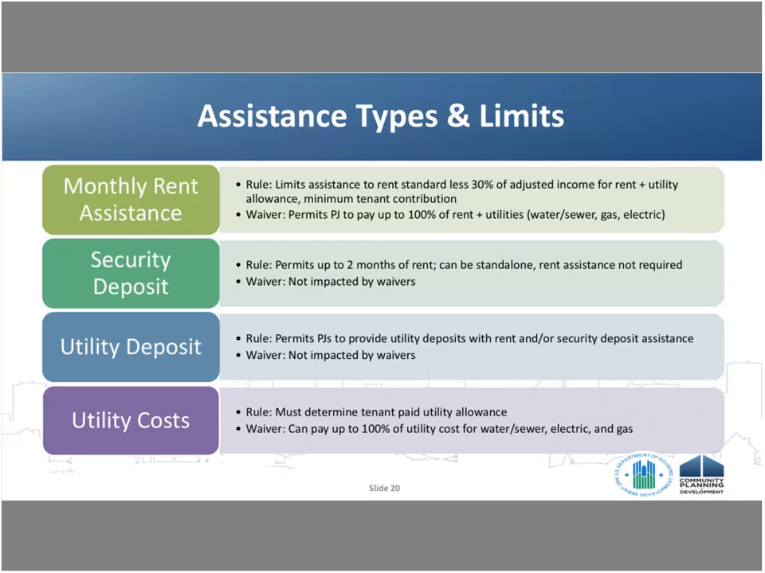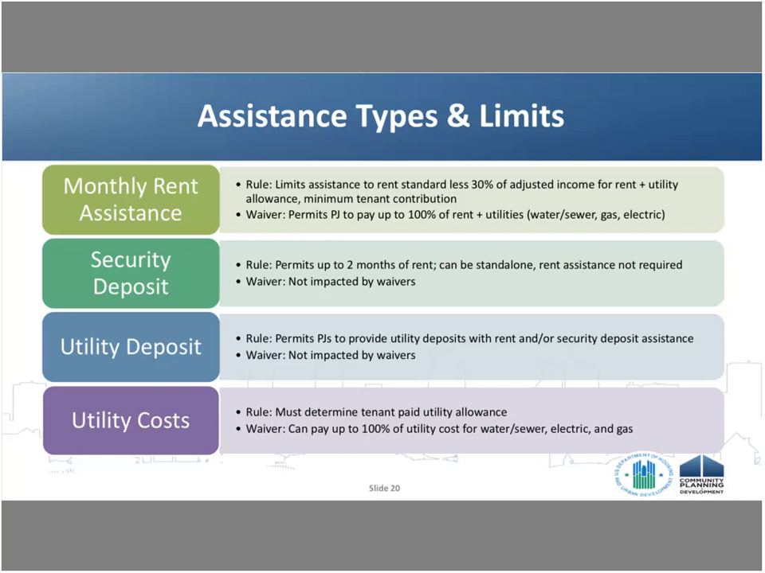And so after making policy decisions about who we're going to serve, potentially focusing our program at lower income levels or particular portions of the overall need in our community, we also need to decide which forms of assistance we intend to provide and at what levels. And as you can see from the chart here, we have 4 categories or types of assistance that we might include in our local program. Monthly rent assistance, which of course is the bread and butter of TBRA.